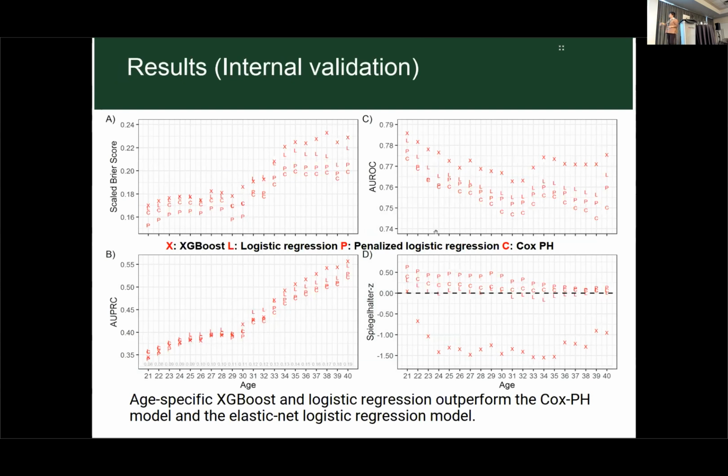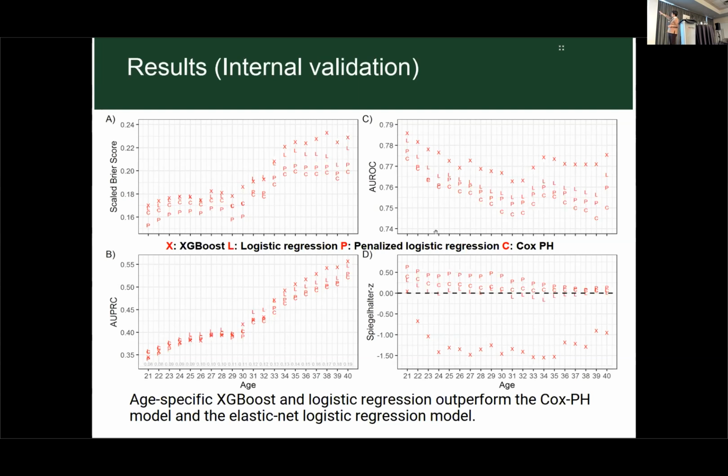All right, so this is the internal validation, on the internal data, the development cohort data. We first looked at how they perform. These are 4 different metrics, and these 4 different letters tell you the 4 different methodology algorithms that we employed. We see that the age-specific XGBoost and the logistic regression outperform the Cox PH, which is not surprising. But surprisingly, we also find that the logistic regression outperforms the elastic net logistic regression model, which is supposed to improve the prediction modeling.